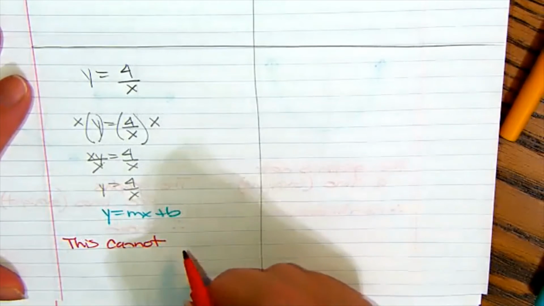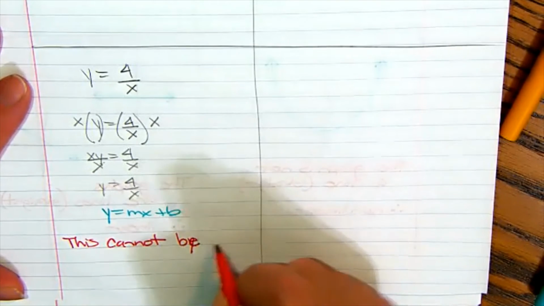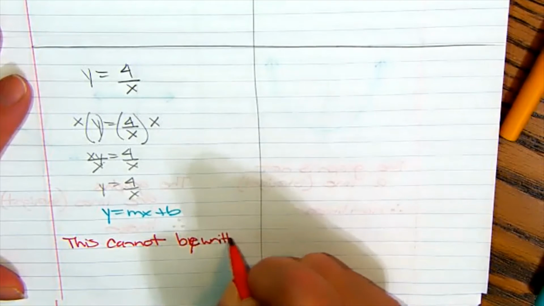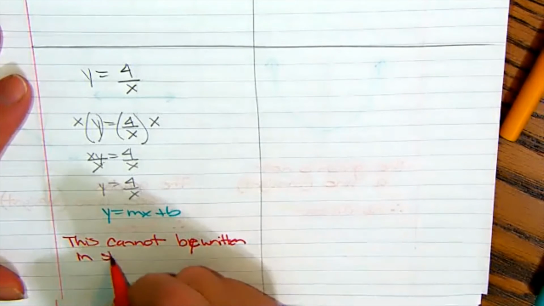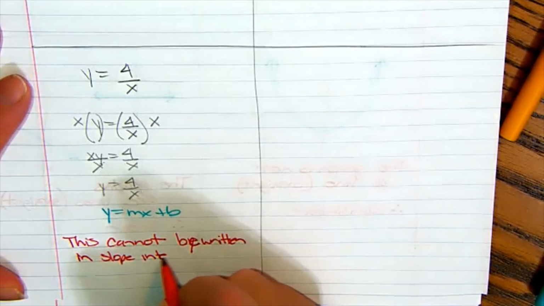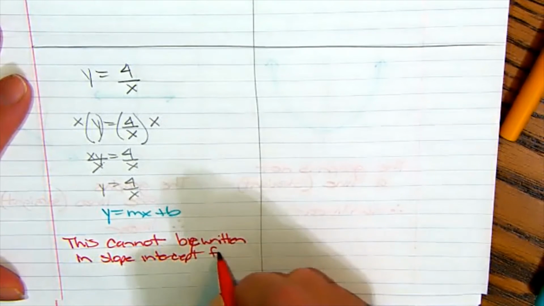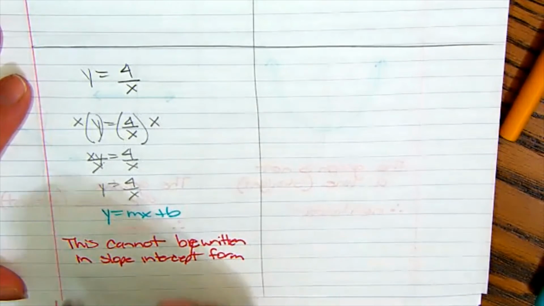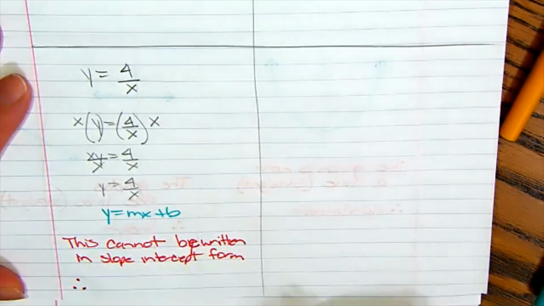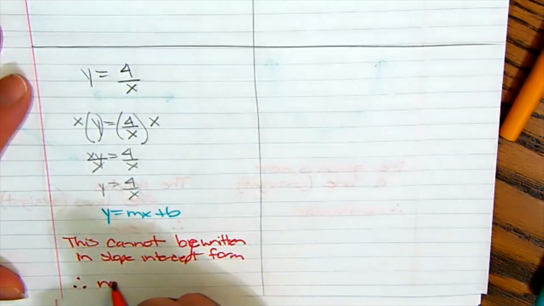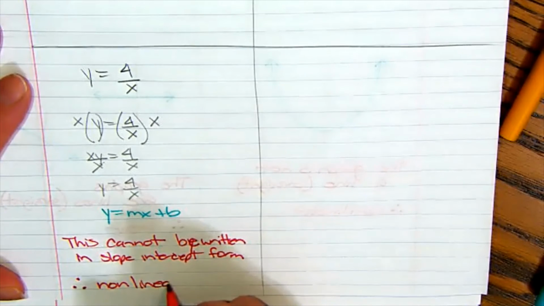This cannot be written in slope-intercept form. Therefore, this is non-linear.